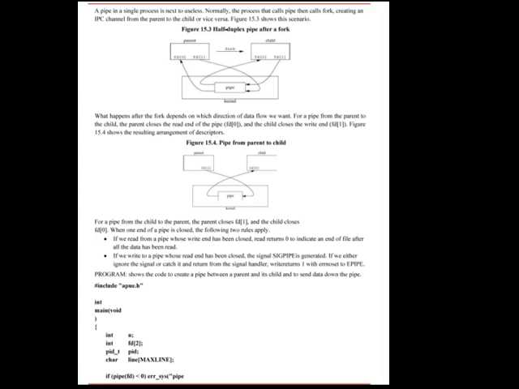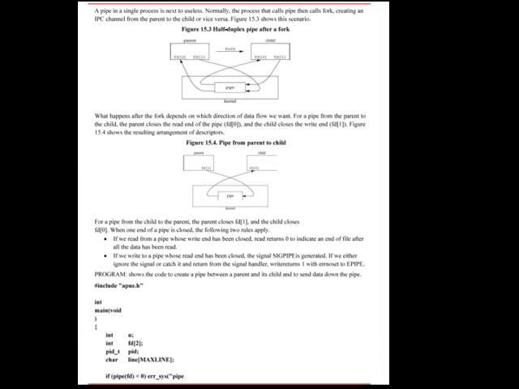What happens after the fork depends on which direction of the data flow we want. For a pipe from the parent to the child, the parent closes the read end of the pipe, fd[0], and the child closes the write end, fd[1]. Figure 15.4 shows the resulting arrangement of descriptors. For a pipe from the child to the parent, the parent closes fd[1] and the child closes fd[0].